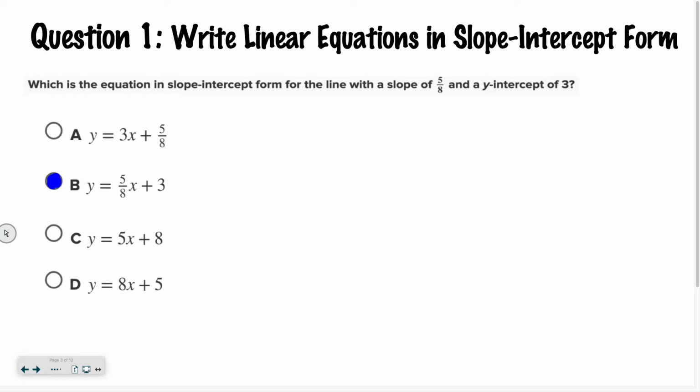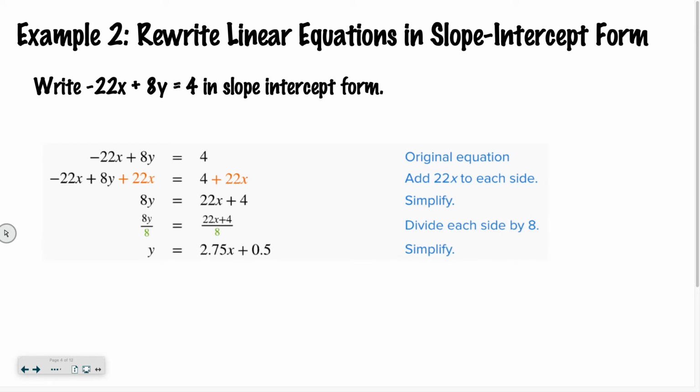If you have any questions about that, please be sure to reach out for some help. I'm happy to help you. Let's move on to the next example. There was supposed to be a little shade here. But anyways, since you already saw it, let's talk through it. So write negative 22x plus 8y equals 4 in slope-intercept form.